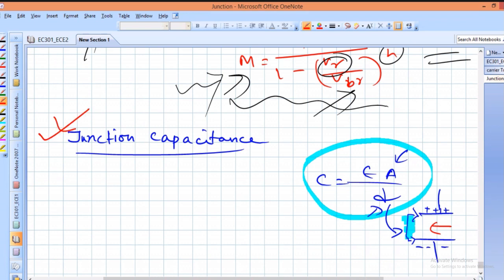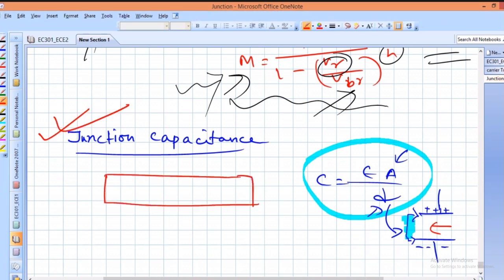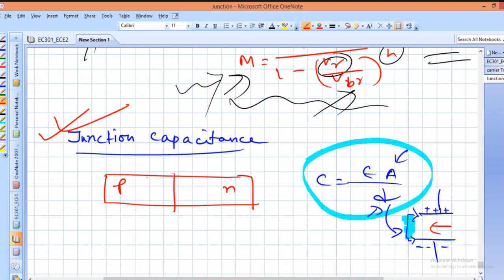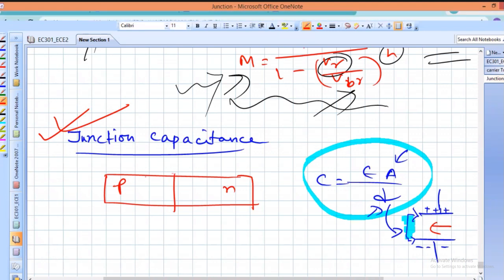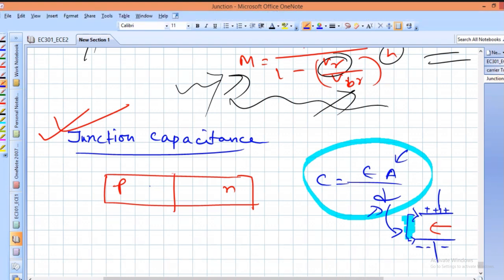Today we will see that whenever we consider a PN junction, there in a PN junction we also observe capacitance. This capacitance exists due to the structure as well as the presence of the depletion region, which is the responsible one. So let's see how we can observe this capacitance.